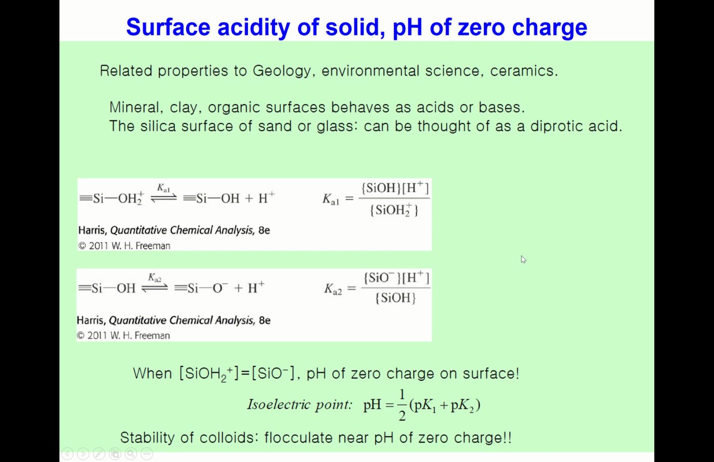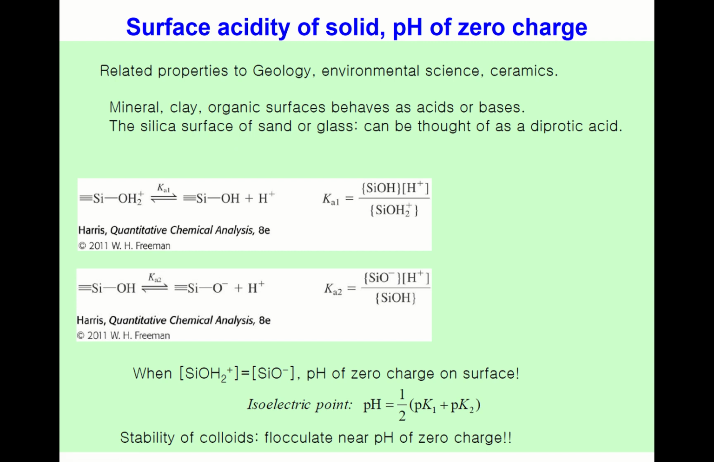Yeah, the last topic of this chapter is surface acidity of solids, pH of zero charge, and also I will give you another information about the theory behind this colloidal stability. Okay, related properties to geology, environmental science, and ceramics: mineral, clay, organic surfaces behave as acids or bases.